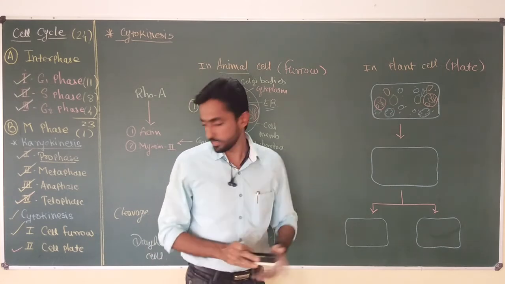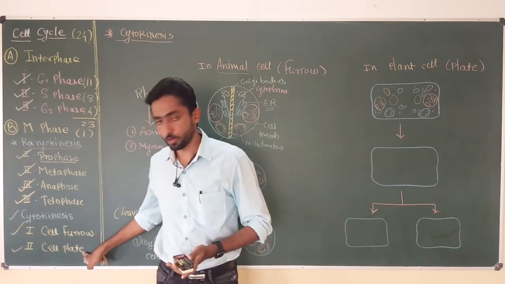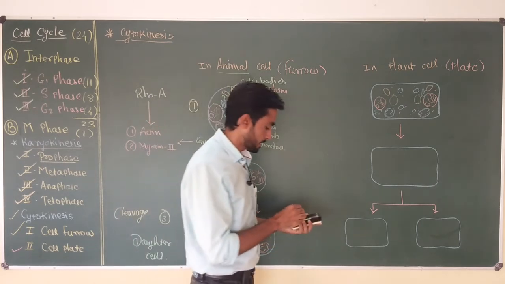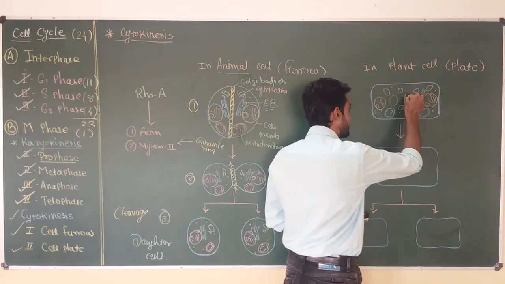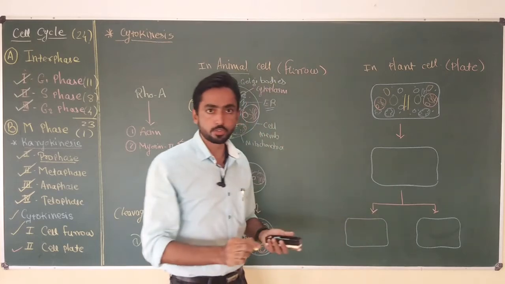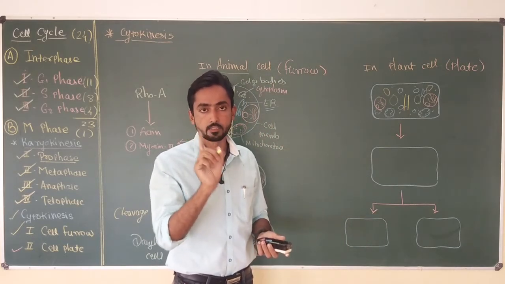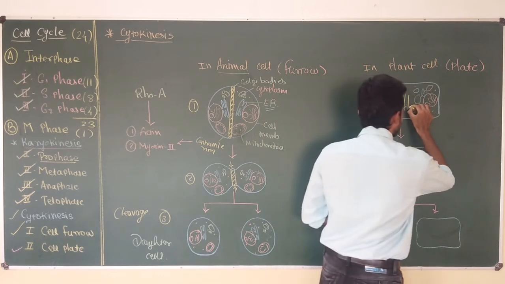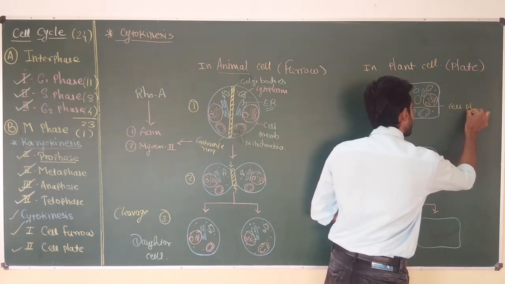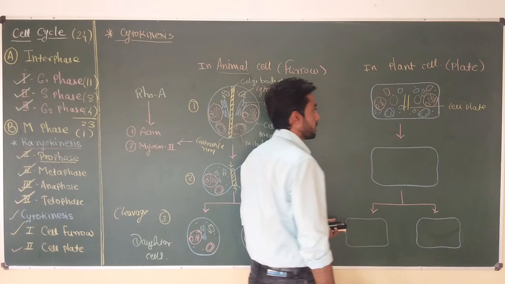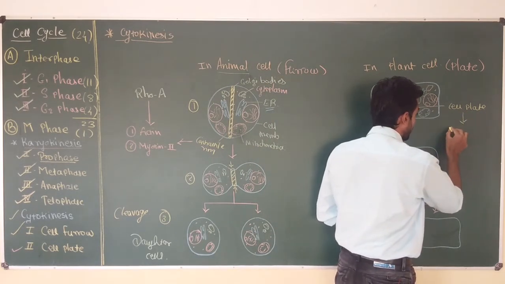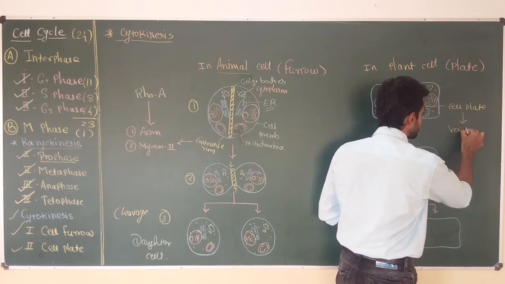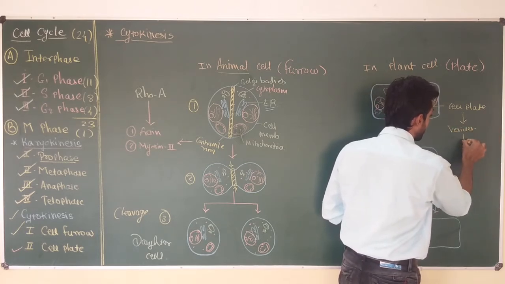Now, when this cell enters cytokinesis, the cell plate formation process begins. What is a cell plate? It is nothing but a cell wall-like structure which is produced at a fixed position in the cell. Actually, this cell plate in the plant cell is made up of vesicles coming from the Golgi complex.